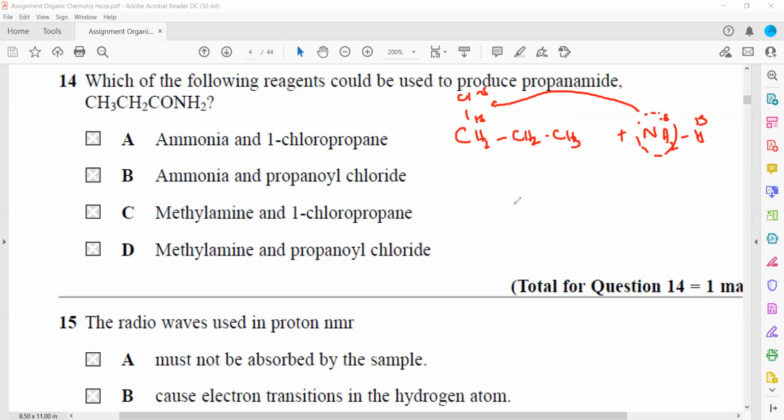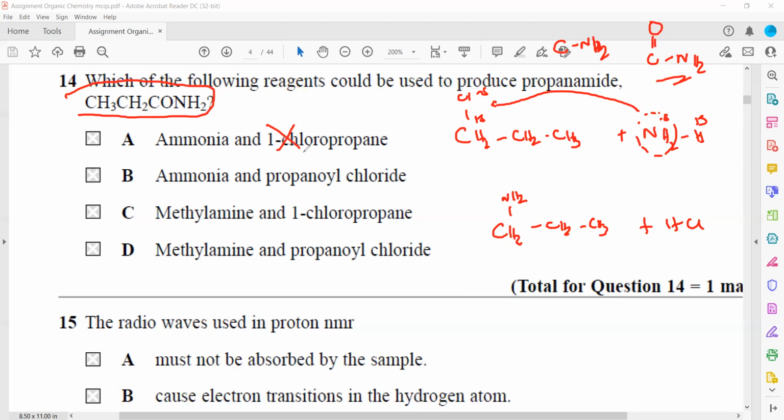So what will be the product? The product will be CH2, NH2, then CH2, then CH3, plus HCl. So what you can see, this is not an amide. Amide means the functional group should be C double bonded with O and NH2. That's amide. But if you have C and NH2, that means it is an amine. So this will produce an amine. It does not produce an amide. We want to produce an amide. So that's why A cannot be an answer.